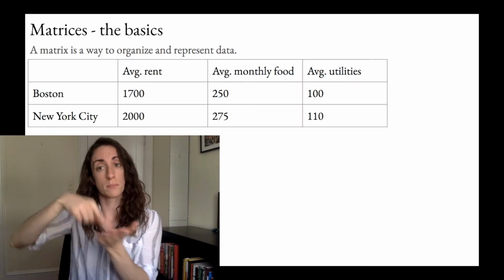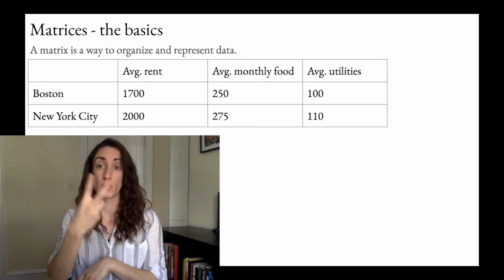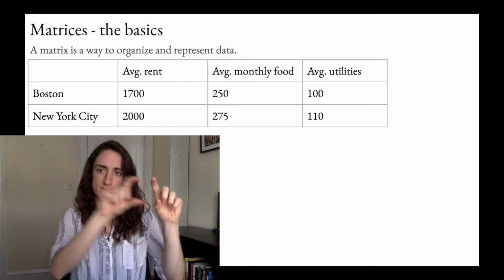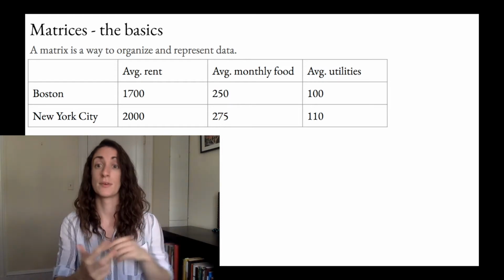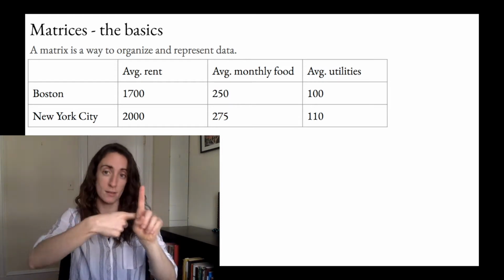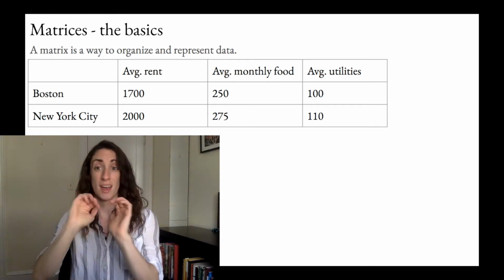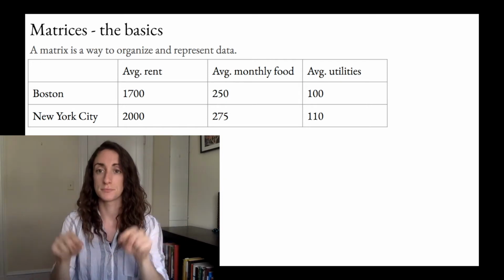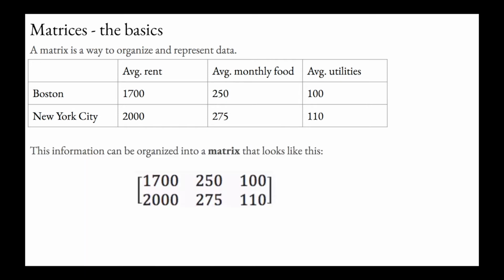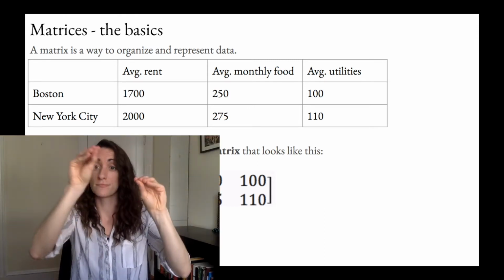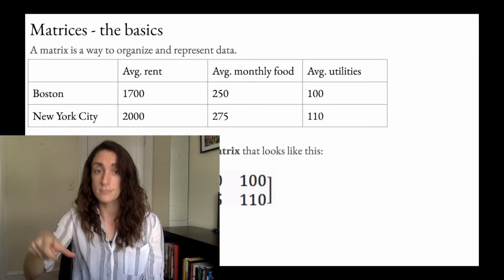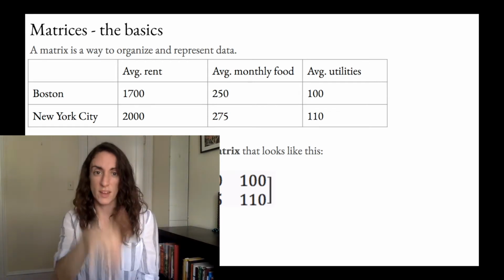So if we're comparing costs of rent, food, and utilities in two cities, Boston and New York, for example, we can have this table to represent our data with 2 rows and 3 columns. But we can also represent all that information in one matrix. So we just take those numbers and move them down in an organized way into a matrix with 2 rows and 3 columns. That's all a matrix is.